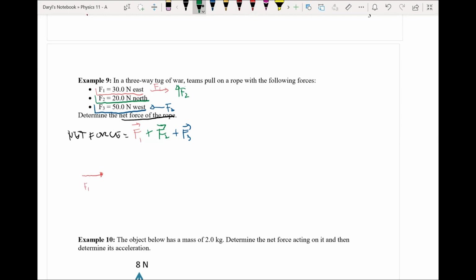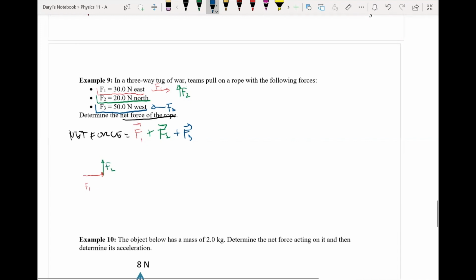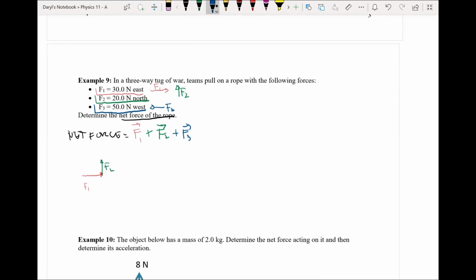F2 is going to the north, and that is your F2. And then F3 is to the west. So to the west, that would be to the left. So it's around 50 newtons, so it should be longer than your F1.